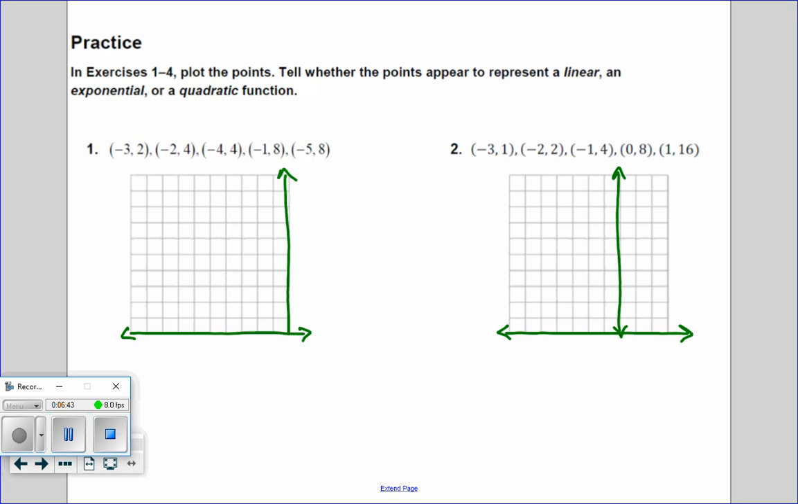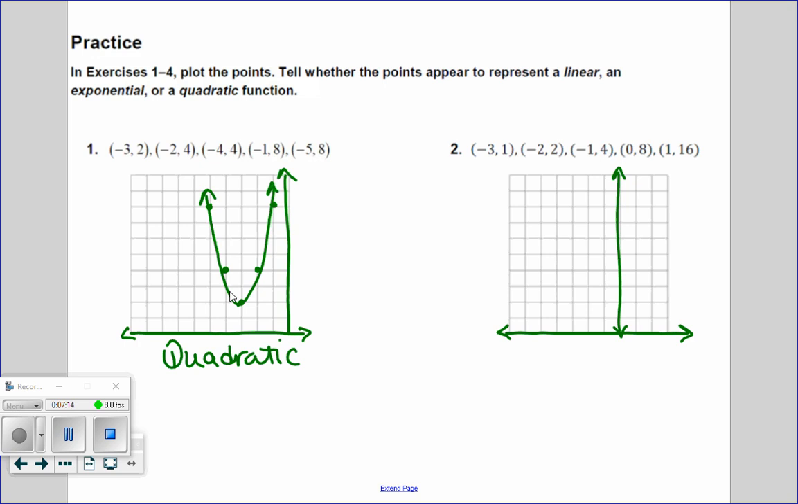What kind of function do you think number 1 is? Yeah, quadratic, right? So if we plot our points, we've got one point at -3, 2, and then one at -2, 4, and then -4, 4, 1, 8, and 5, 8. So definitely that U shape that we've been working with, that parabola, this is quadratic. All right, I agree. So that's what we got for number 1.